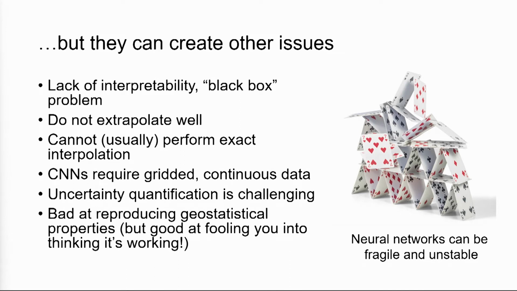There's the famous lack of interpretability or black box problem. They're notorious for not extrapolating well. Convolutional neural networks, which are the main mechanism for looking at spatial relationships, can only work with continuous gridded data, which we don't have with radar. And they're pretty bad at reproducing geostatistical properties. Also, we can expect that a bed map product is going to be used as an input into neural networks. And I think we want to be cautious about building neural networks on top of neural networks.